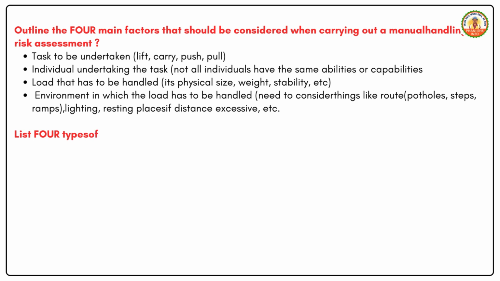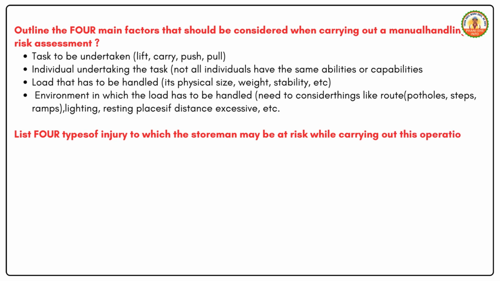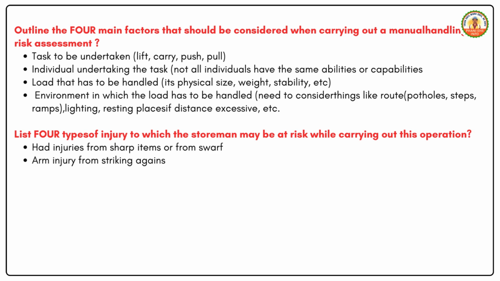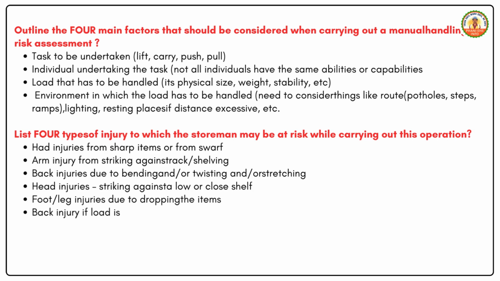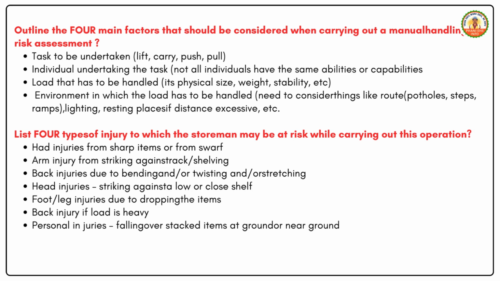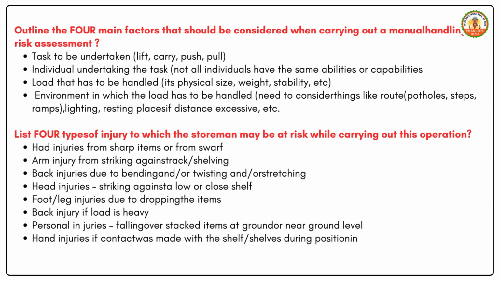List 4 types of injury to which the storeman may be at risk while carrying out this operation. Head injuries from sharp items or from swarf. Arm injury from striking against rack shelving. Back injuries due to bending and or twisting and or stretching. Head injuries, striking against low or close shelf. Foot and leg injuries due to dropping the items. Back injury if load is heavy. Personal injuries, falling over stacked items at ground or near ground level. Hand injuries if contact was made with the shelves during positioning of the boxes onto them.